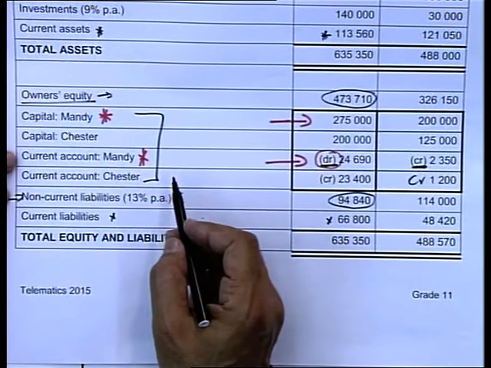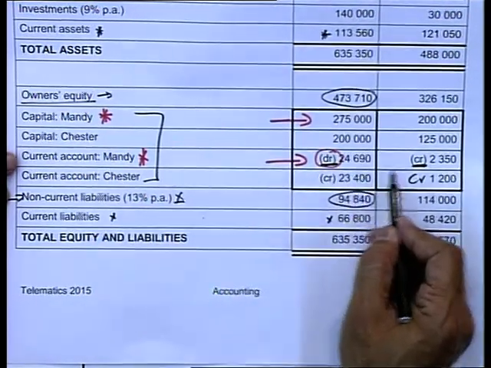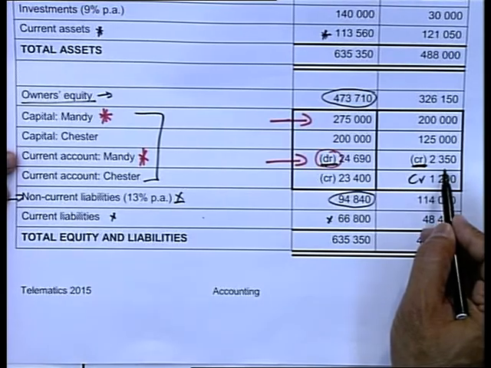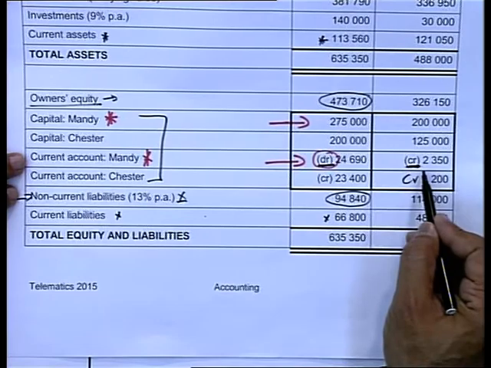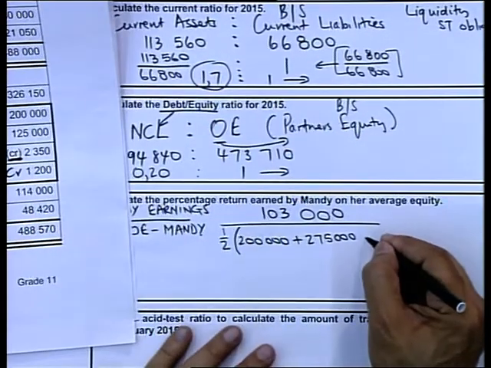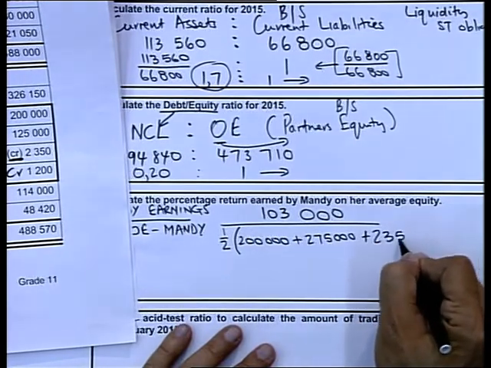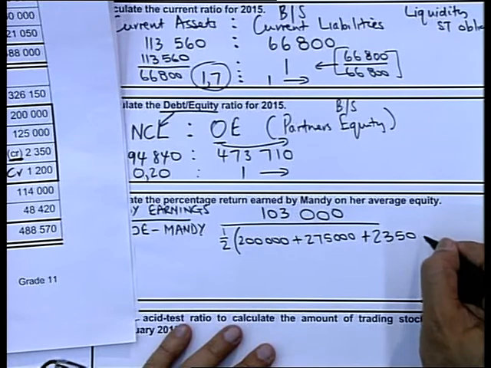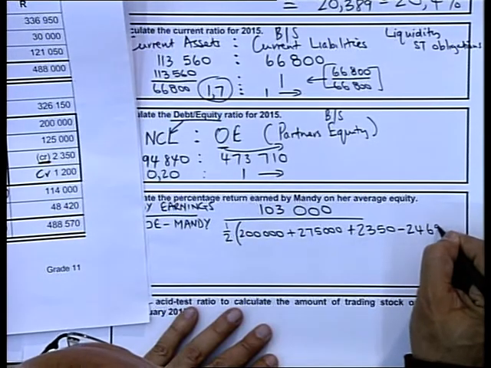Right. Then, also under equity, only for Mandy, I'm looking at what was Mandy's current account balance. Okay. So it was a credit, and then it went to a debit again. It was a credit, right? So I'm going to add the credit, so it's 2350. But I'm going to minus the debit of 24690.